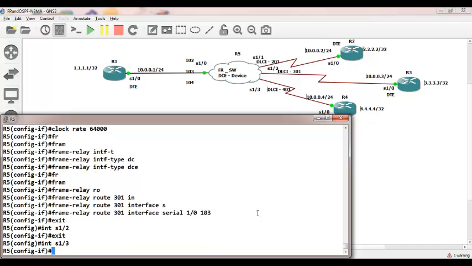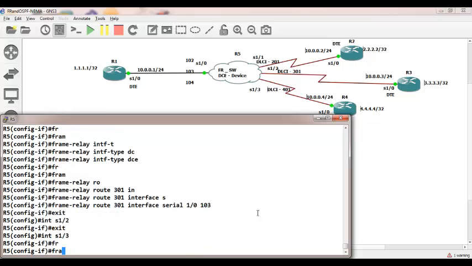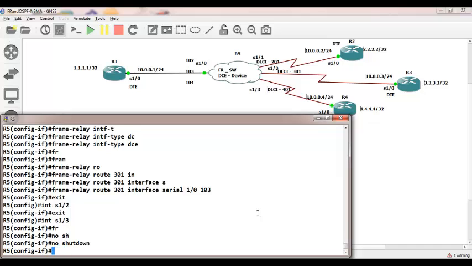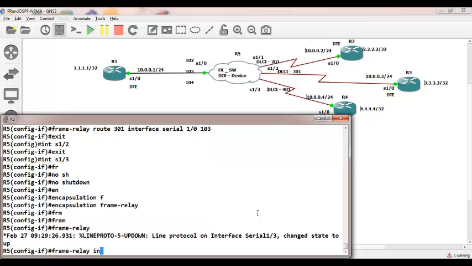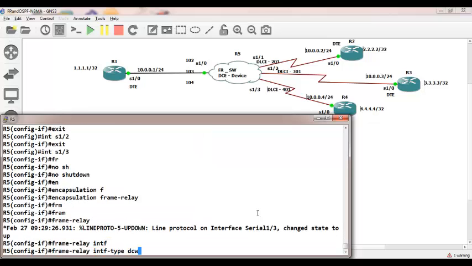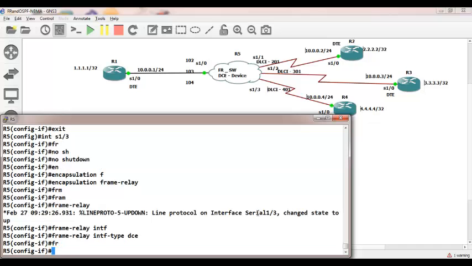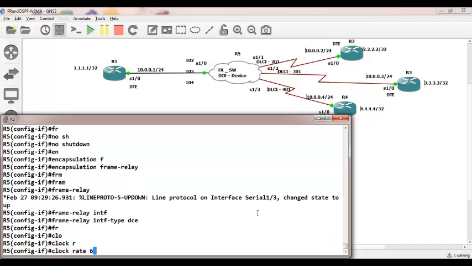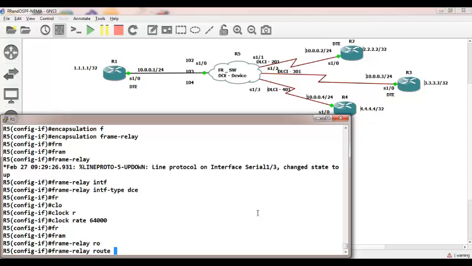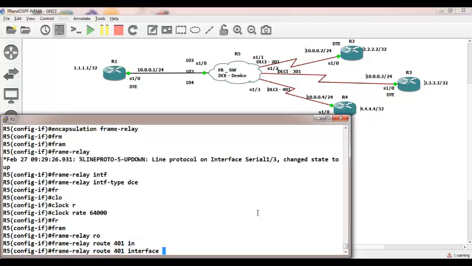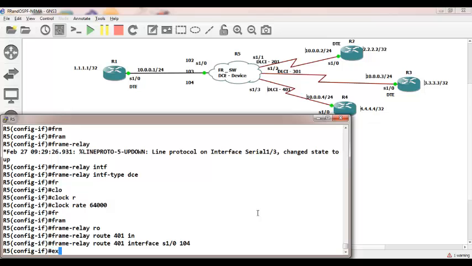Encapsulation frame relay, clock rate, frame relay route 401. The exit interface is serial 1/0, 104. That's it. Now we will see all coming active.